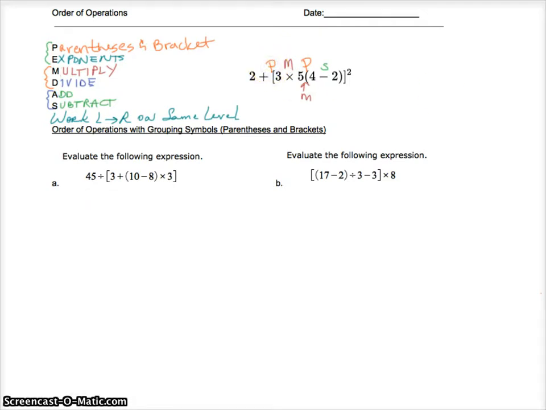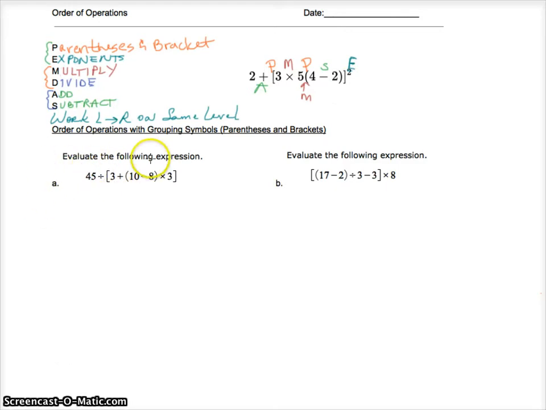Alright. Next I have an exponent, which I have to perform. And then lastly, I need to add. So while it may seem like there's a lot going on, we're doing some simple mathematics here. Let's look at the first problem.